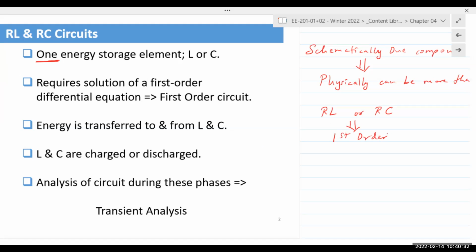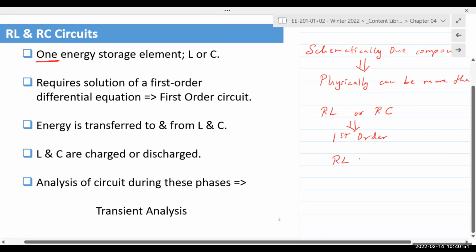If it is not possible to reduce, if you have more than one inductor or one capacitor, you have now two energy storage elements, and two energy storage elements requires a second order differential equation, and so it is known as a second order circuit. Now, typically when we study these circuits, we take the typical examples like RL, RC, and we take a third example known as RLC, which would be a second order circuit.